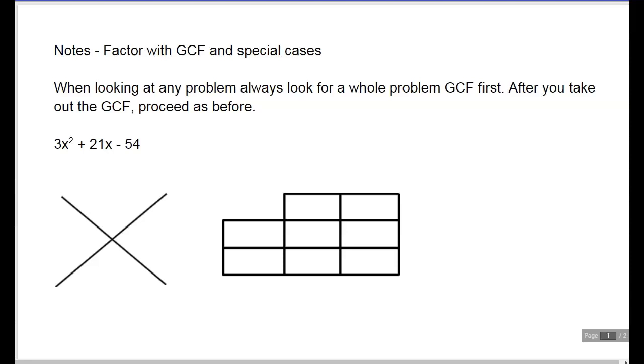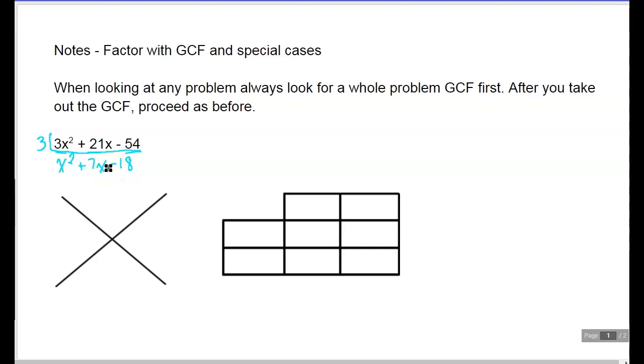So this problem right here, I'm going to look at each term and ask myself if there is a number or letter that goes into all three of them. Well, for this one, there is a number that goes into all three. And if you're not sure, you can always use your Desmos calculator, type GCD with the numbers separated by commas, and you're good to go. So this one, a 3 is going to come out. If I take a 3 out, I'm left with x squared plus 7x minus 18.